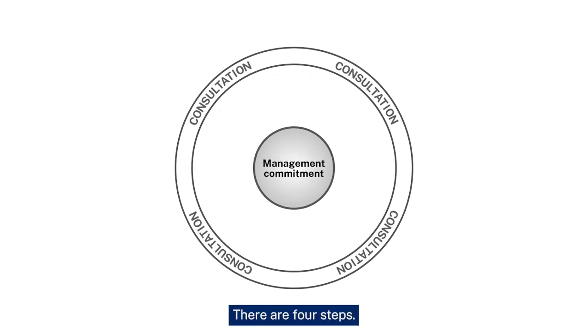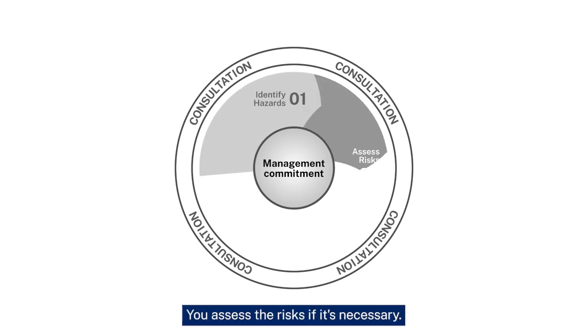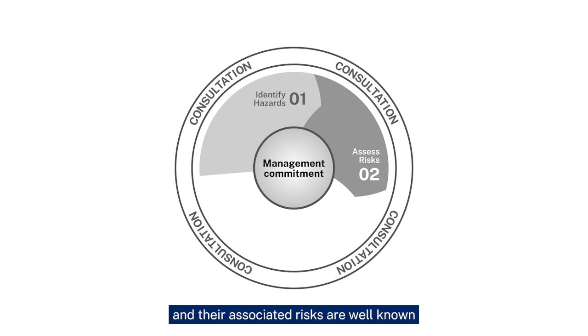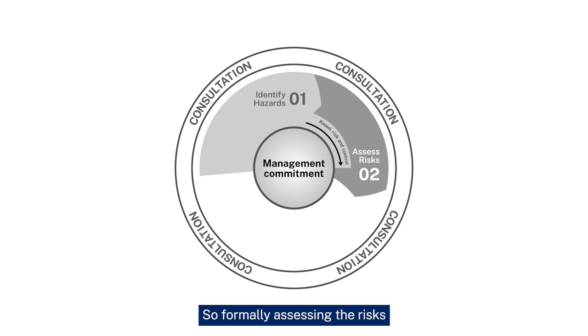There are 4 steps. Identify hazards: you find out what could cause the harm. You assess the risks if it's necessary. We say if necessary because many hazards and their associated risks are well known, and they have well-known accepted control measures. For example, the recommended protective measures against exposure to UV are suitable for all individuals. So formally assessing the risks in these situations is unnecessary.